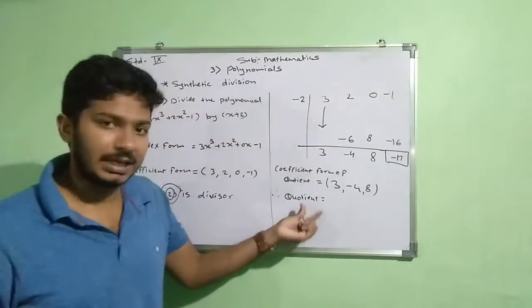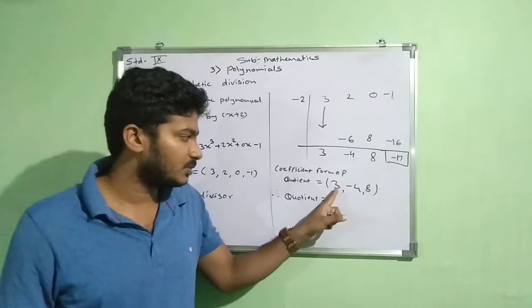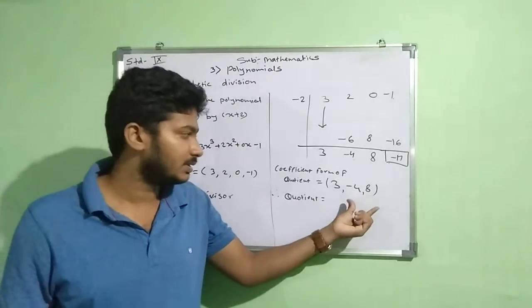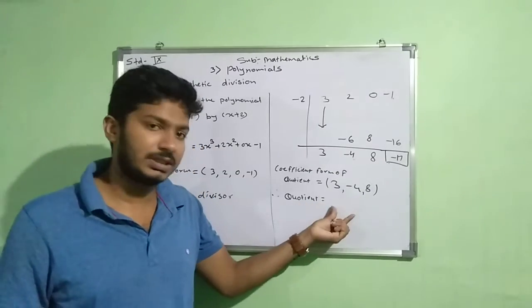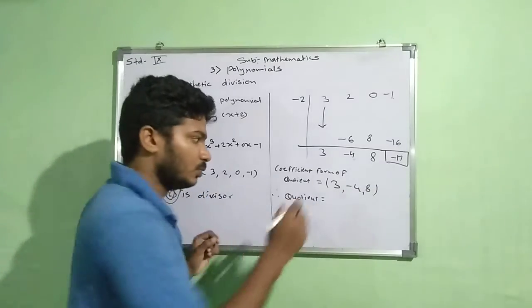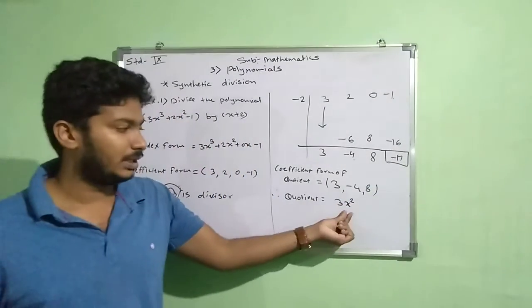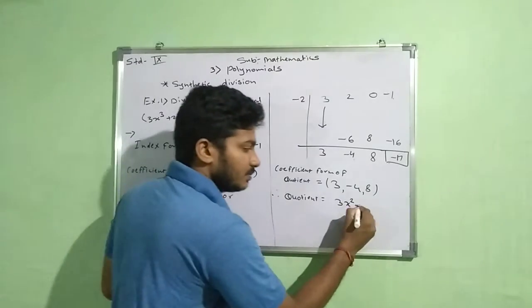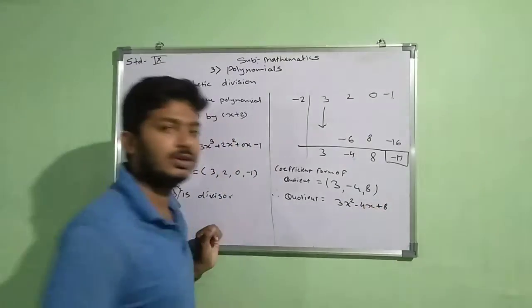While writing the quotient in index form, we have to count the terms. How many terms do we have? 1, 2, 3. 3 terms. That means if you have 3 terms in the quotient, then the degree of the polynomial will be 2. So that means 3x square, degree becomes 2. Now the second term with degree 1, that means minus 4x, and the last term is a constant term.